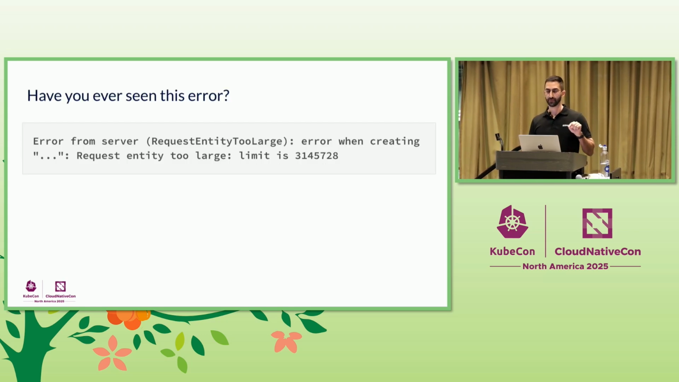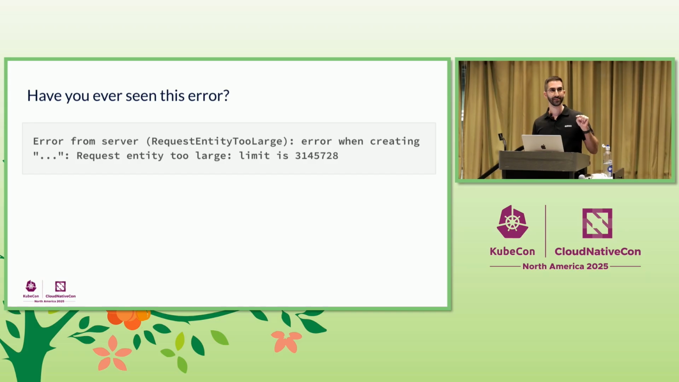Now, raise your hand if you've ever seen this error. Nice. This error means that you've hit the etcd 1.5 megabyte limit. Here it says 3 megabytes, but that's the overhead of the request, because eventually it gets stored in protobuf, and etcd has a 1.5 megabyte limit. So I really hope you didn't think about increasing these limits, because that's not a good practice.